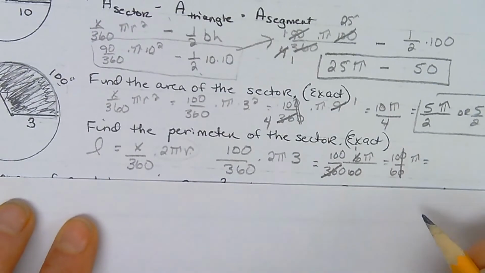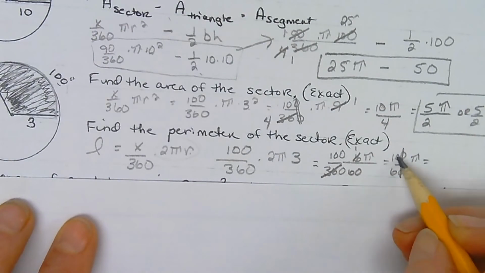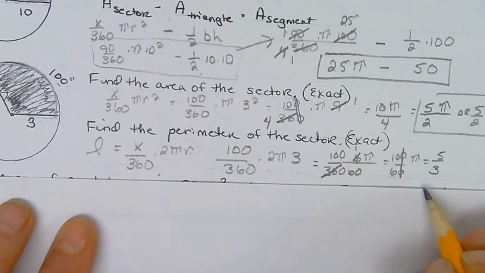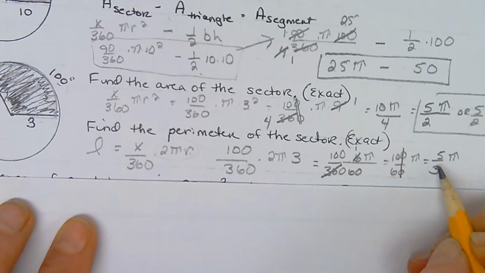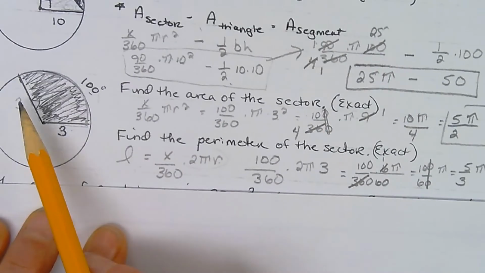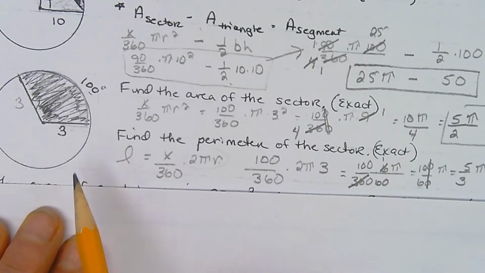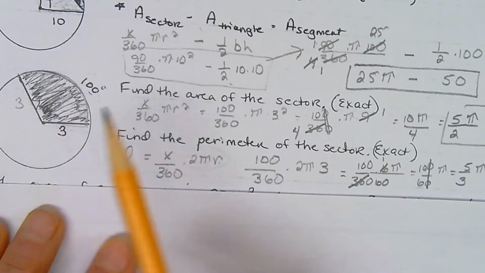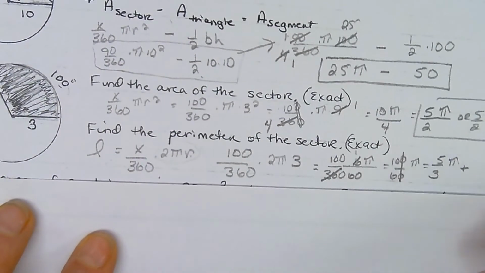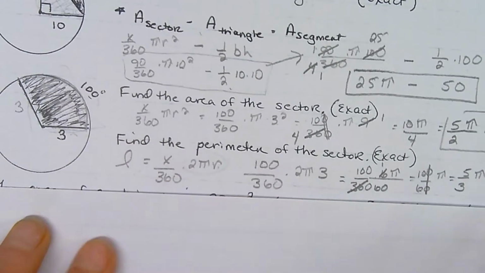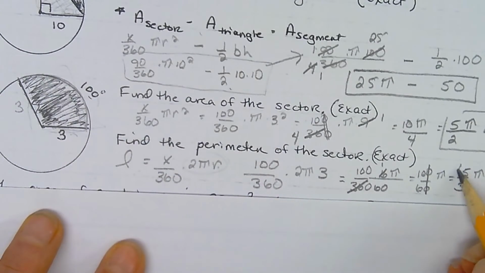I'll cross off some zeros. And I can have 10 over 6. I can divide by 2 on the top and 2 on the bottom. I get 5/3 pi is the length of the arc that bounds the sector. And then I'll add that to 3 plus another 3, because we're going to do the distance around. So that's plus 6. And that's the perimeter of the sector.